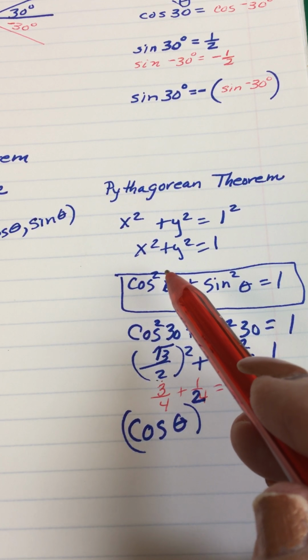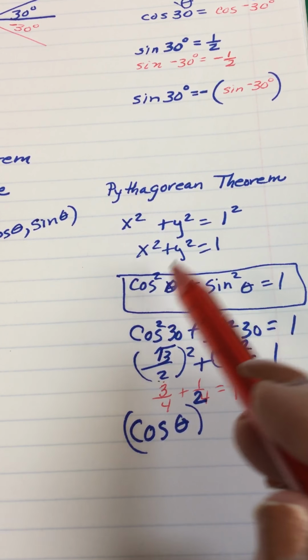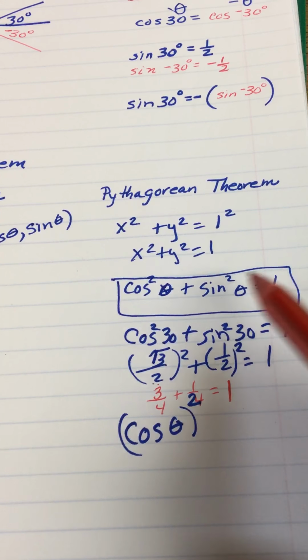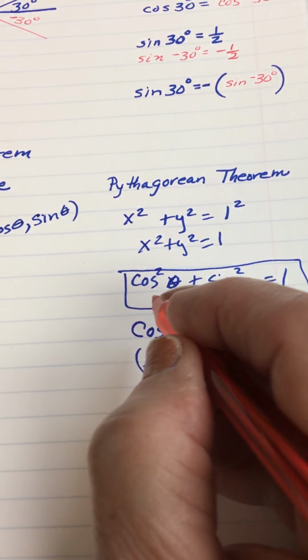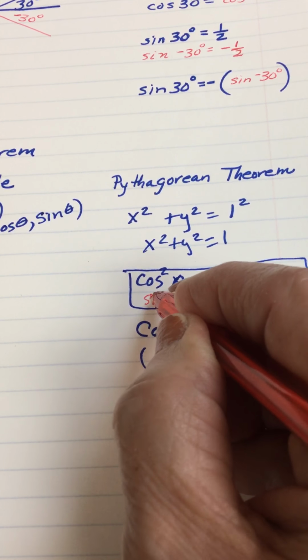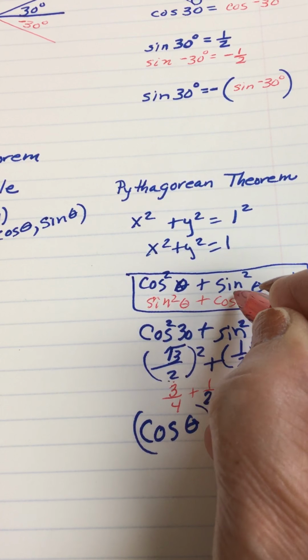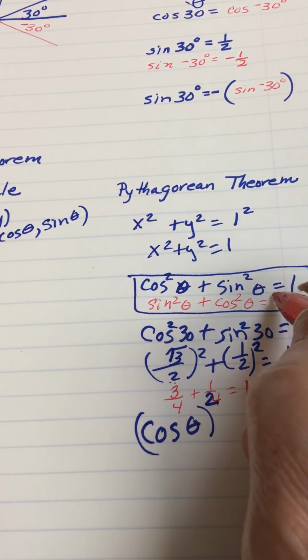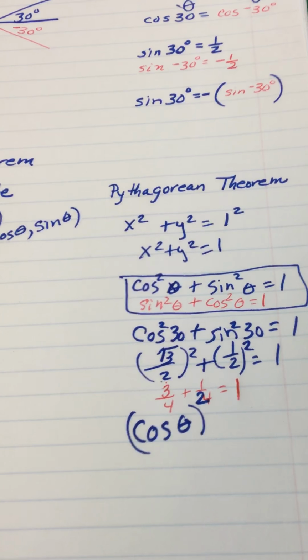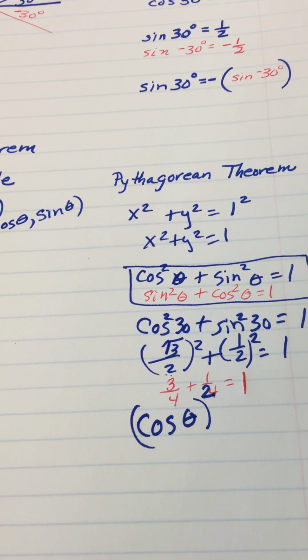And this is something you've got to remember. Cosine squared plus sine squared equals 1. And it wouldn't matter if I inverted the order and said sine squared plus cosine squared, because that's just commuting the order, and that's okay. So I'm going to stop right there.